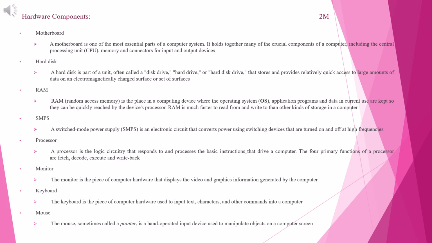The processor is the brain of the computer. It carries out instructions through steps like fetching, decoding, executing, and writing back the data. A monitor displays visual output from the computer. The keyboard is an input device used to type text and enter commands. The mouse, which is a hand-operated input device used to point.